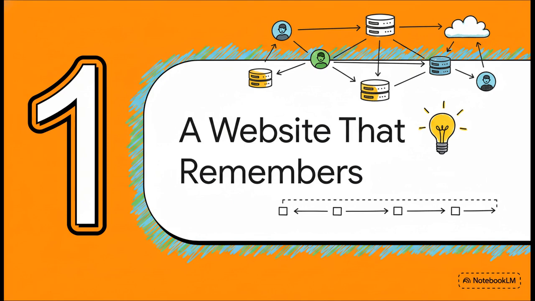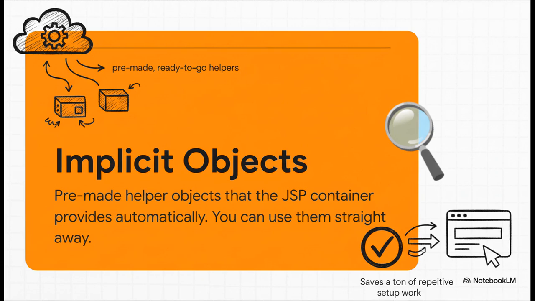So how do we actually build that smarter website? The one that can remember who you are from one moment to the next. It all starts with a really powerful but simple concept. And here they are, implicit objects. The best way to think of them is as pre-made, ready-to-go helpers. The server environment just makes them available to your page automatically. You don't have to write a single line of code to create them. You can just start using them. And that right there saves a ton of repetitive setup work.